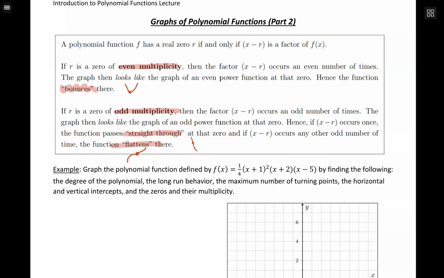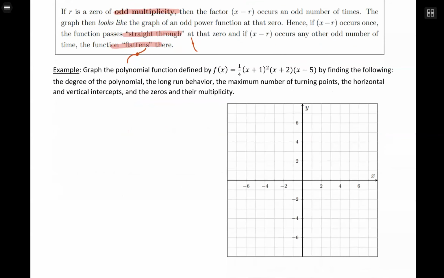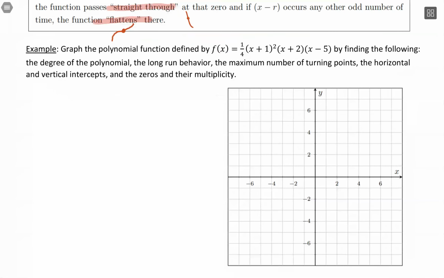So let's put these pieces together. We're going to do one case where we're given the factored form, putting the graph together and all this terminology we've talked about. And then we'll look at, given a graph, making the polynomial. So here we have this polynomial. We're going to describe the degree of the polynomial. So let's start with the degree.